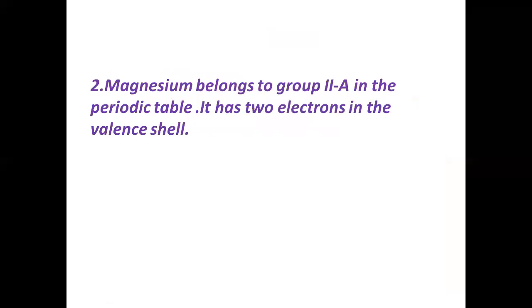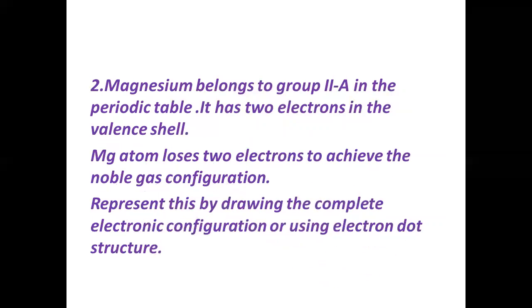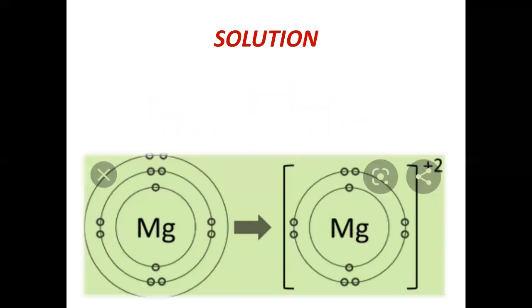Then magnesium, the second part of this example. Magnesium belongs to group number 2A in the periodic table. It has two electrons in the outermost shell. In order to complete the outermost shell, magnesium needs six more electrons. Gaining six electrons is not possible, because it needs a large amount of energy. So we can say that magnesium will lose its two electrons and then get stability.